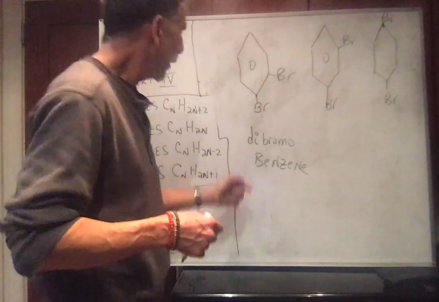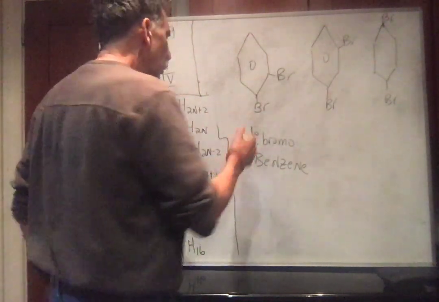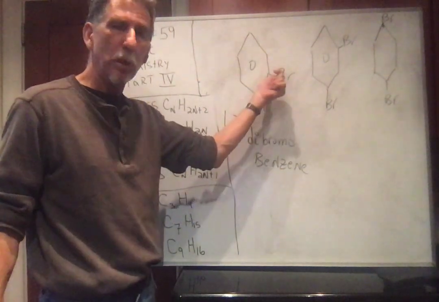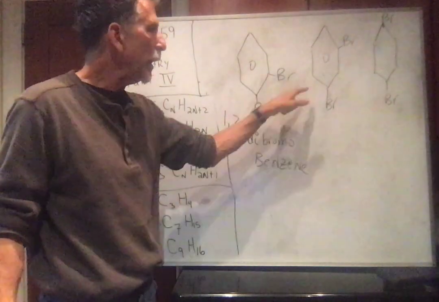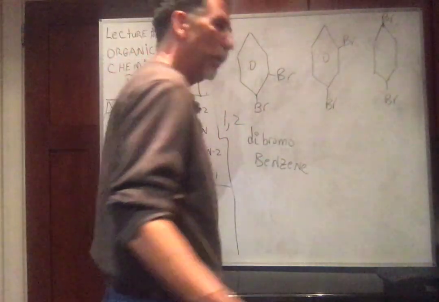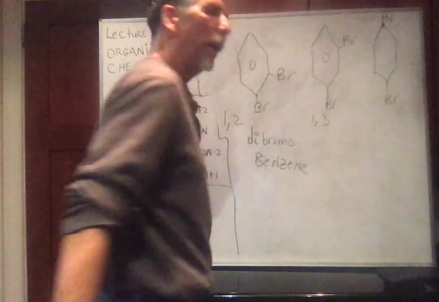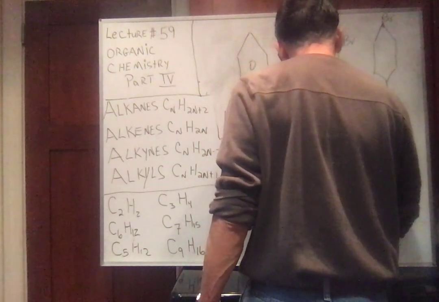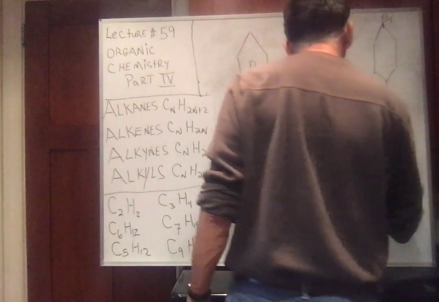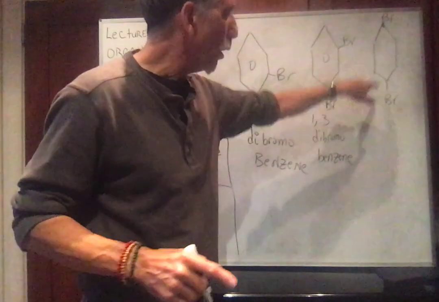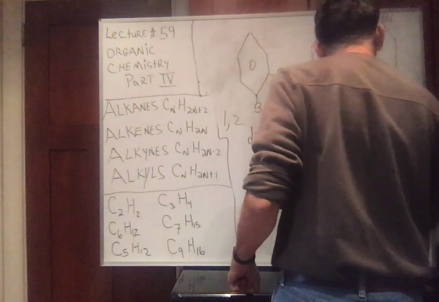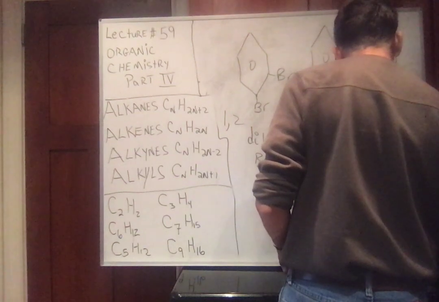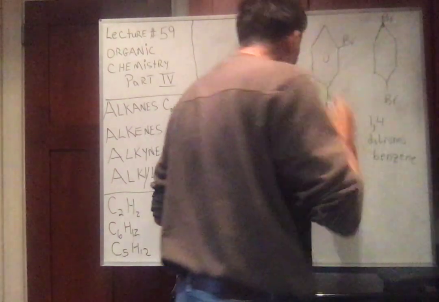Okay, I'll tell you. Can you guess? If this we would call 1,2-dibromobenzene, because one would be on carbon 1, the other on carbon 2, or carbon 1, doesn't matter. Can you guess what this would be called? Yeah, come on. 1,3-dibromobenzene, right? Come on, you can do it. 1,4-dibromobenzene. Okay? Simple.